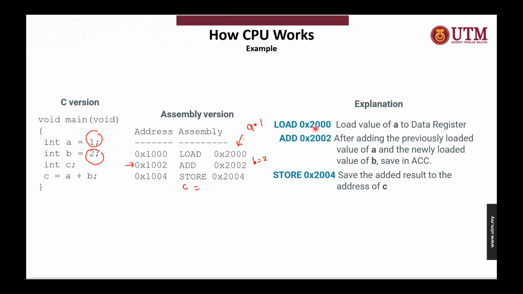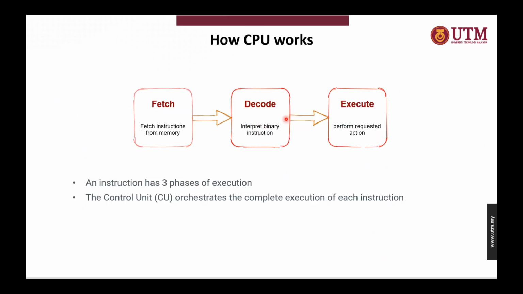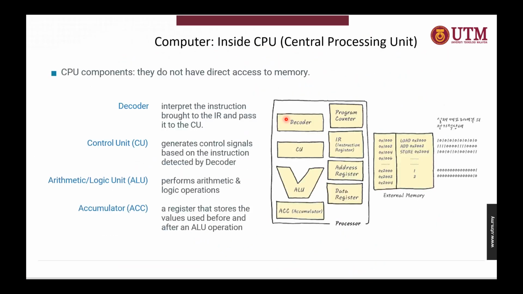And this is the explanation. What the load 2000 does is load A to a data register inside the CPU. Recall back, inside the CPU we have this register called a data register. This is temporary data, which you store temporarily before the ALU process. So every time you load data from the memory to the CPU, that data will be stored inside this data register.